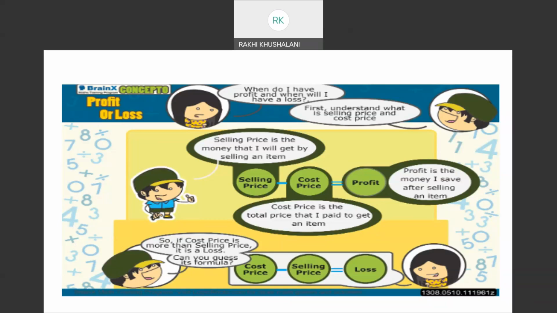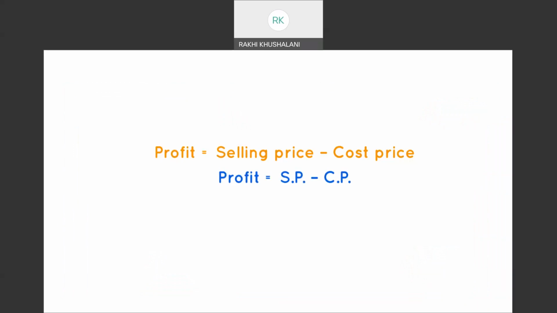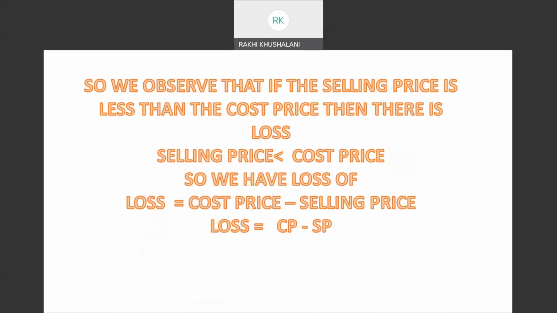So if the cost price is more than the selling price, then that means there is something wrong. My selling price is less than the cost price. Or the other way, the cost price is more than the selling price. That means I have gone into loss this time. So let's see what more I have in hand. I'll go back and show you.